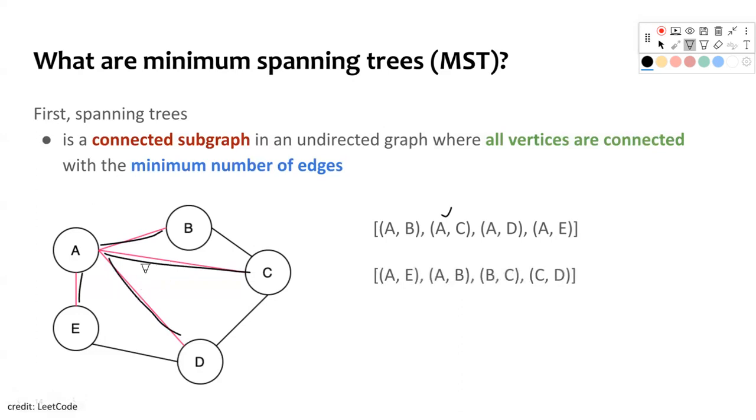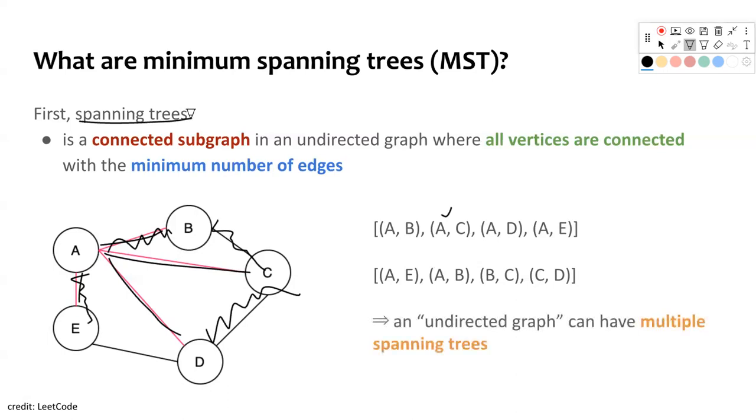However, you can also use these connections: A and E, A and B, B and C, C and D. This one also uses the same minimum number of edges and can successfully connect all the vertices. So as you can see here, spanning trees are not unique. There can be multiple spanning trees. Okay, so an undirected graph can have multiple spanning trees.